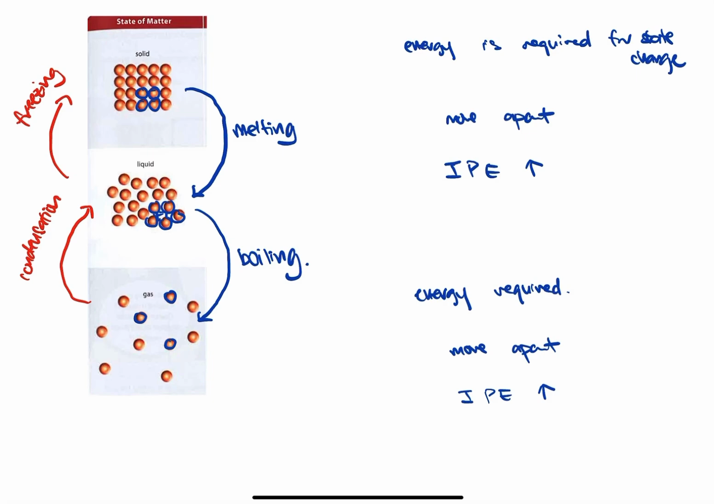When I move from a gas to liquid, condensation occurs. Do I need energy? Actually, energy is released. How do I know? Because instead of the particles moving further apart, they're now moving closer. Okay, and if they move closer, the internal potential energy will decrease. So where does this energy go? It is released as heat energy. Okay, so this process happens during condensation. This process also happens during freezing or solidification.